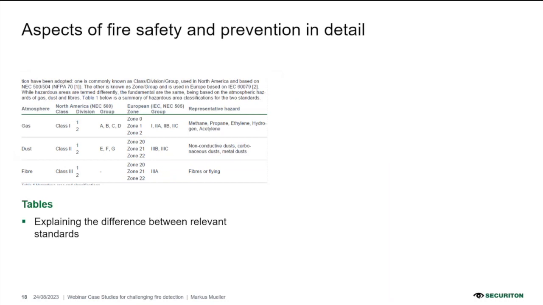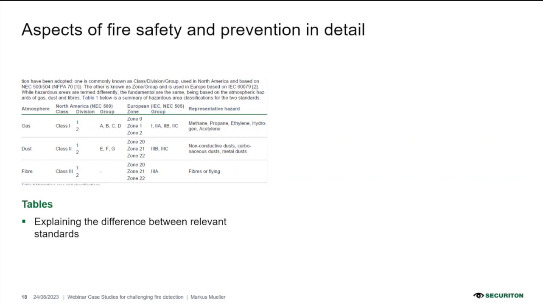In more detail, it features tables. Here, for example, again in an X zone application, it explains the difference between the relevant standards. For example, the North American class 1, 2, 3 to distinguish hazards, whereas the Europeans go on zone 0, zone 20, and 21 and 22 to identify the different hazards that occur.